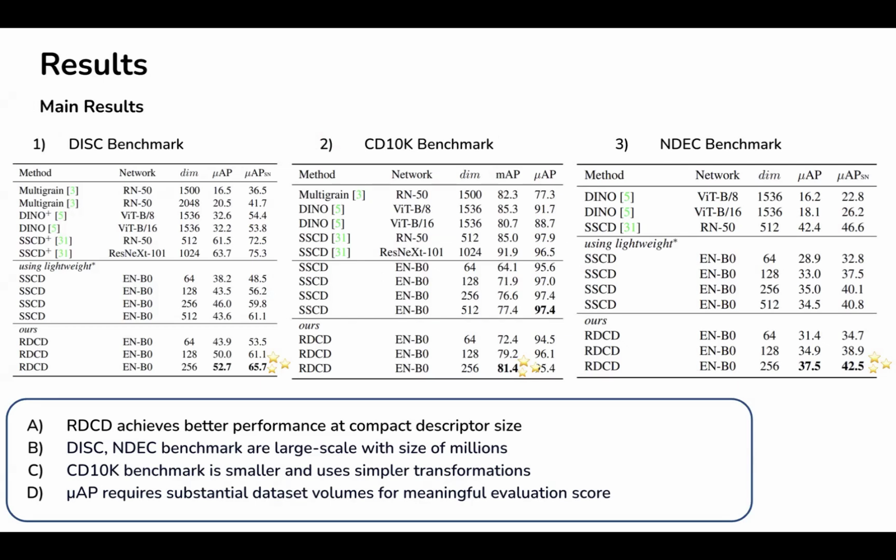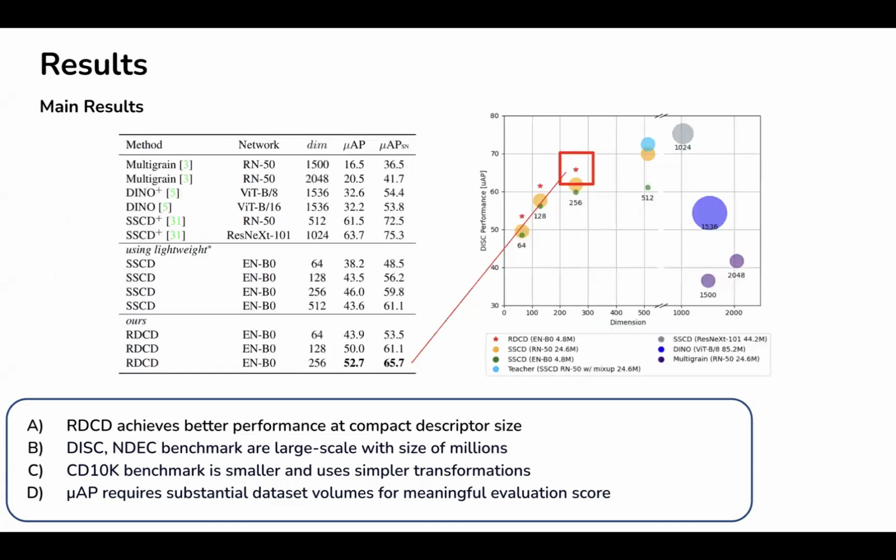When compared with the methods outlined in the first section, our method achieves competitive performance despite using significantly smaller descriptors and a more compact network size. The visualization on the right shows how our approach maintains high performance while using significantly smaller descriptor dimensions.